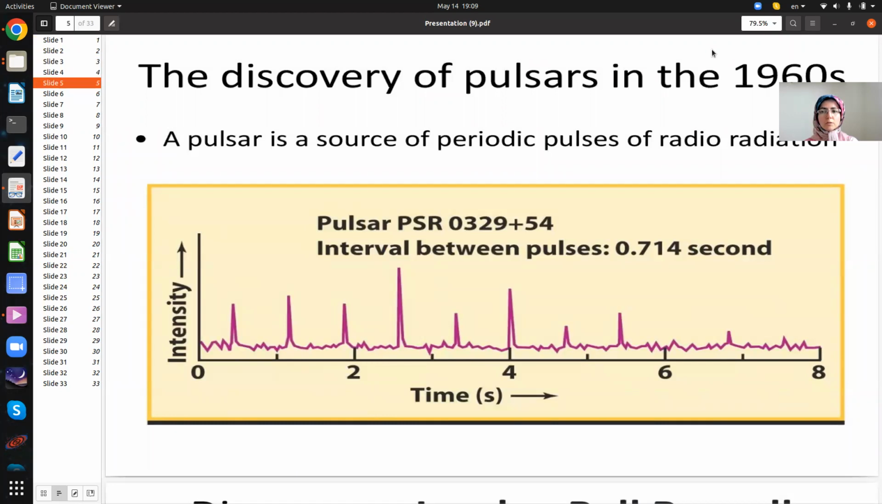The discovery of pulsars in the 1960s. A pulsar is a source of periodic pulses of radio radiation. Pulsar PSR 0329 plus 54. Interval between pulses 0.714 seconds. As you see, the time and intensity.